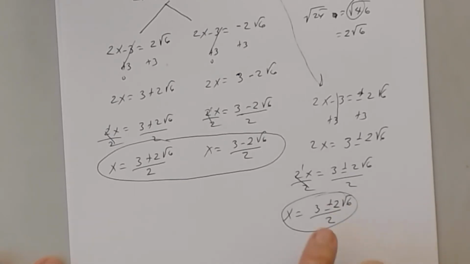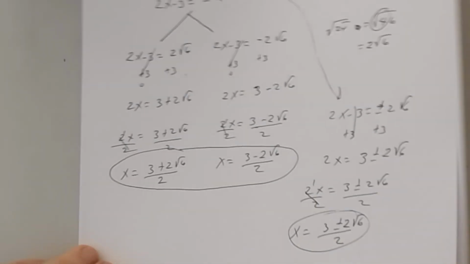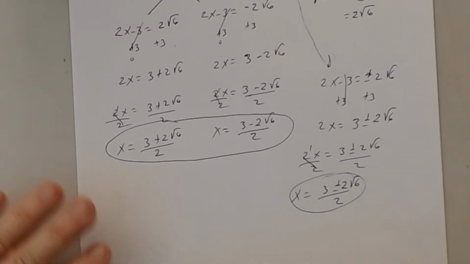So this is a more compact way of writing these two. They mean the same thing. You see that, right? Because this is 3 plus 2 square root of 6 over 2, which is what this is. And then 3 minus 2 square root of 6 over 2, which is what this is. Okay? So on your test 3, you're going to have one where you have to use the square root property.